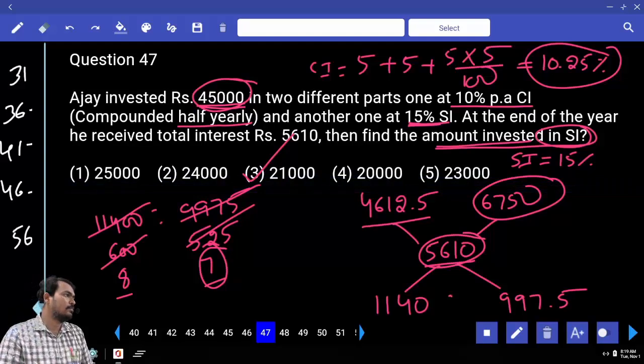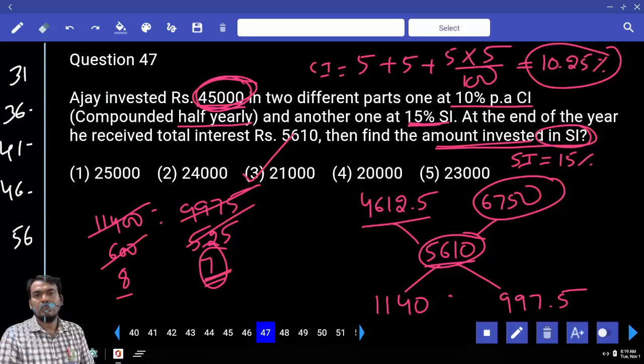8 plus 7, how many parts? 15 parts. What is the 15 parts value? 45,000. What is the 1 part value? 3,000. 7 parts value? 21,000. It is the allegation model. In the first case we get minimum interest. In the second case we get maximum interest. Overall 5,610. What is the answer? 21,000.